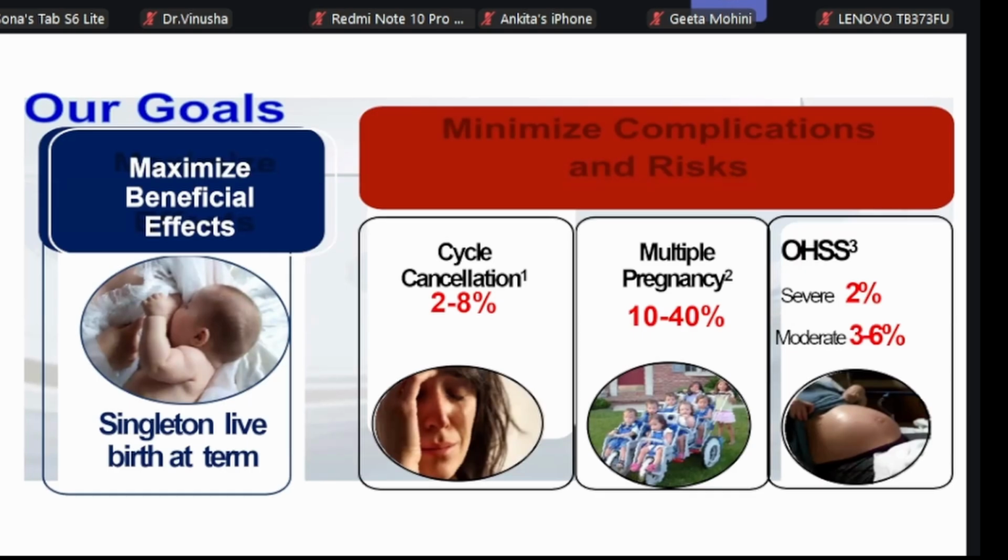Whenever we stimulate a patient for IVF, what should be our goals? What the patient wants, obviously, is a healthy baby. So our goal should be a singleton live birth at term, to maximize the beneficial effects and to minimize the complications and risks. Cycle cancellation rates should be minimal, multiple pregnancy rates should be minimal, and there should not be any hyperstimulation cases. So we have to minimize the risk of hyperstimulation. These should be our goals whenever we stimulate an IVF cycle.